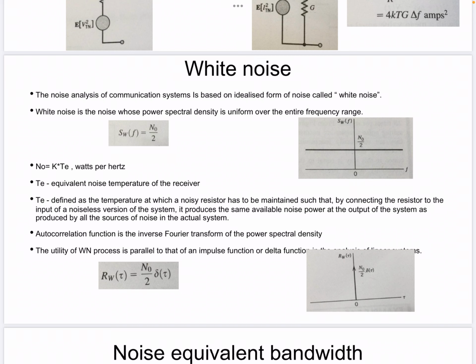Accordingly, two different samples of white noise, no matter how closely together in time they are taken, are uncorrelated. If the white noise W of t is also Gaussian, then the two samples are statistically independent. In a sense, white Gaussian noise represents the ultimate in randomness. So this is what we need to understand about white noise.